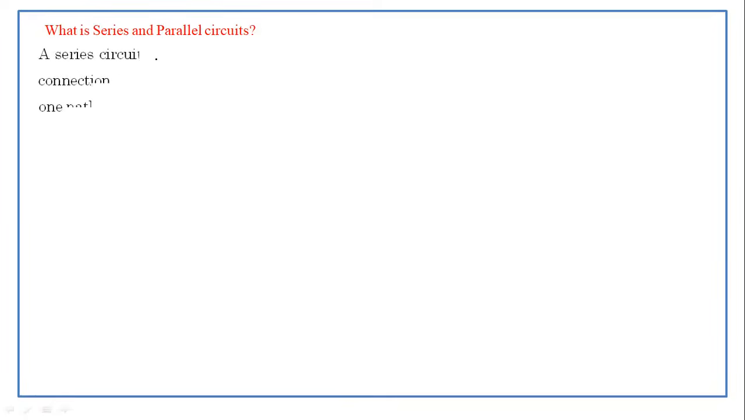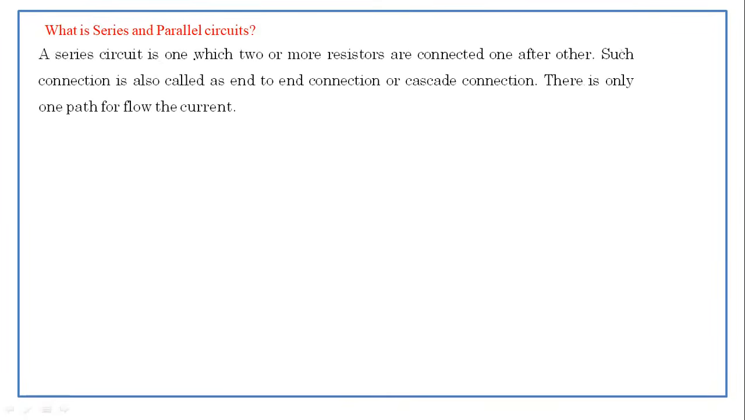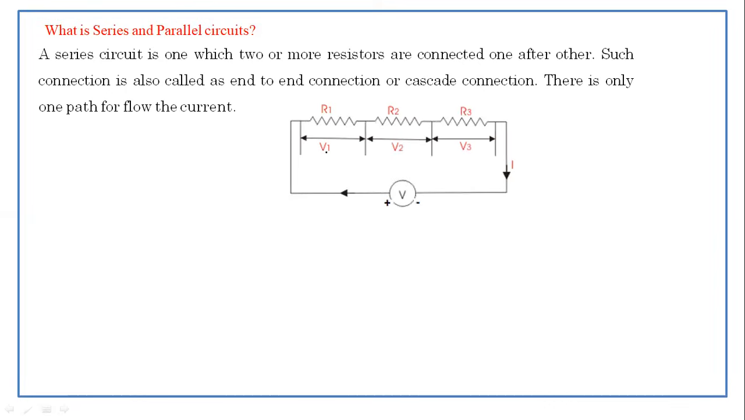Next, what are series and parallel circuits? A series circuit is one in which two or more resistors are connected one after the other. Such a connection is called an end-to-end connection or a cascade connection. There is only one path for the electrons to flow. Here, three resistors are connected end to end, in a cascade connection. The current is the same in the circuit, but the voltage divides: V1, V2, V3 divide in the circuit. There is only one path for the current to flow, that's why it is called a series circuit.